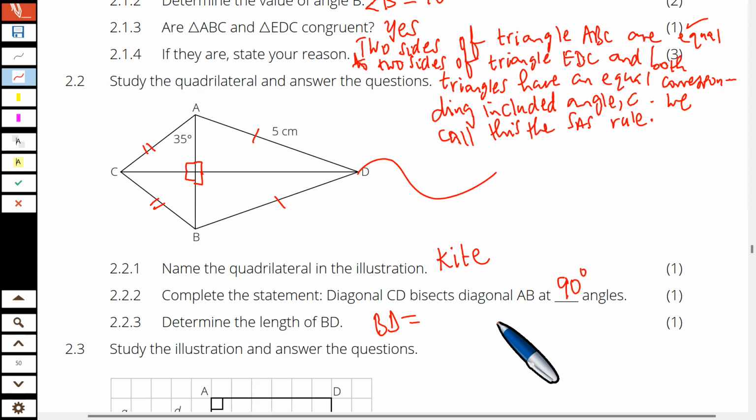How do I determine the length of BD? Please come again. How do I determine the length of BD? Yes, because they want you to find the length of BD.